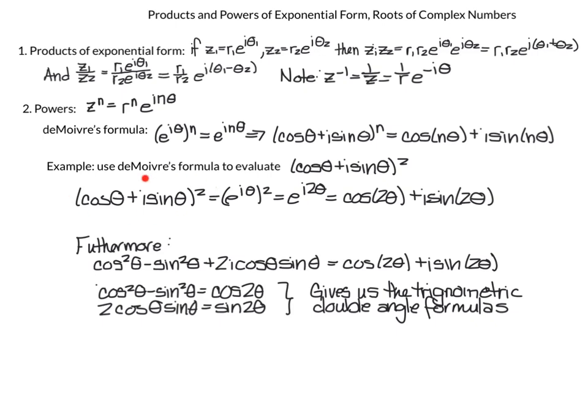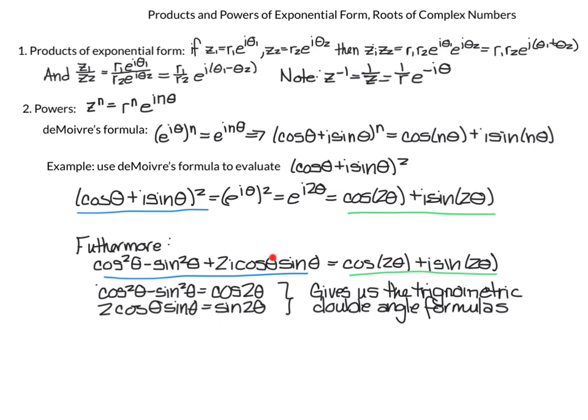Furthermore, I can use this result here to derive two trigonometric double angle formulas. So squaring cosine theta plus i sine theta will give us cosine squared minus sine squared plus 2i cosine theta sine theta. Again, that just comes from cosine plus i sine theta squared. By de Moivre's formula, that's going to equal cosine 2 theta plus i sine 2 theta.